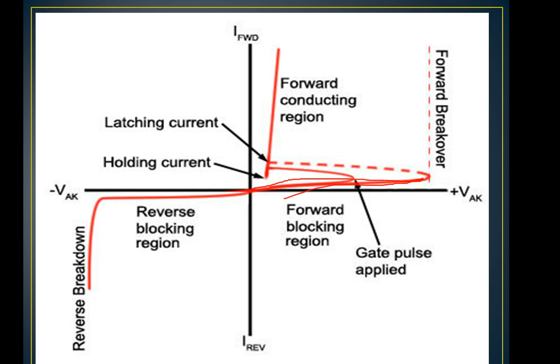Whenever the forward voltage increases, in forward blocking mode, we just connect anode to the positive terminal and cathode to the negative terminal. We are not applying any gate voltage, so you get only a small amount of leakage current like this. Once you apply some positive voltage at the gate terminal, the voltage breaks down and the current increases. So this region indicates the forward conducting region.